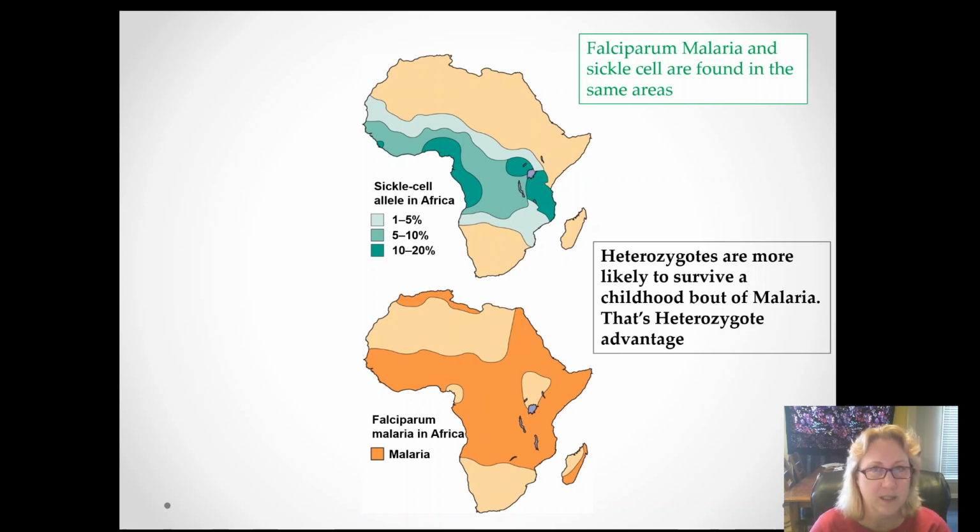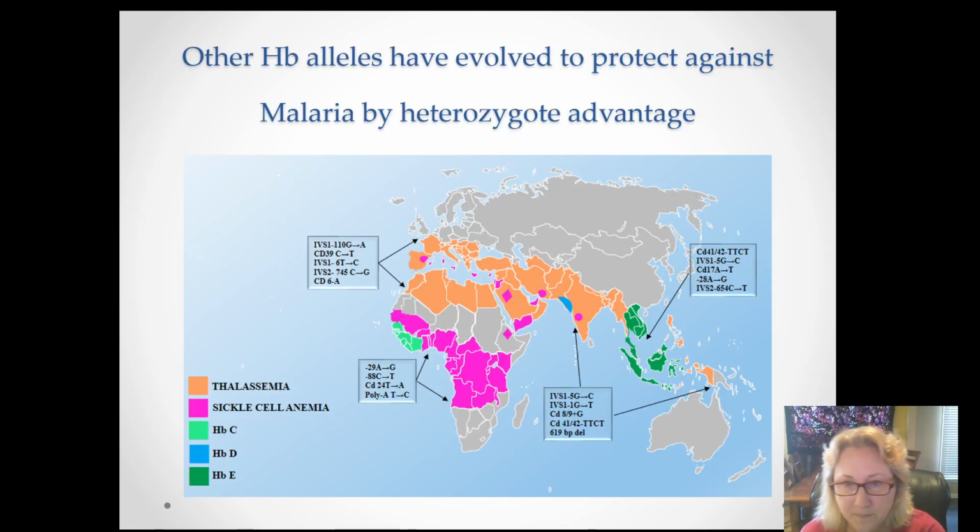Now, malaria is present in a lot more areas in the world other than Africa, and in fact other mutant hemoglobin alleles have evolved to protect against malaria by heterozygote advantage. We have thalassemia, and there's both beta thalassemia and a so-called alpha thalassemia, and those are present everywhere that you see orange here. Sickle cell prevalence is in fuchsia, and you can see a few little pockets of it here, which have interesting stories behind them.